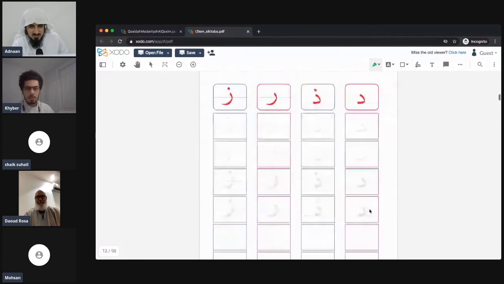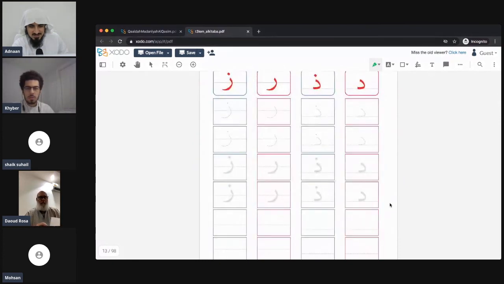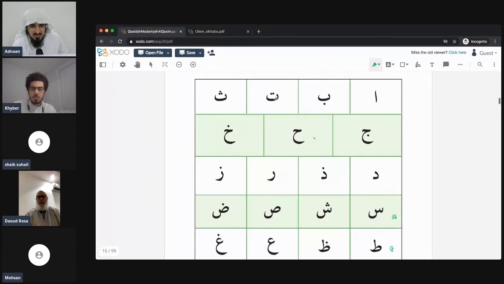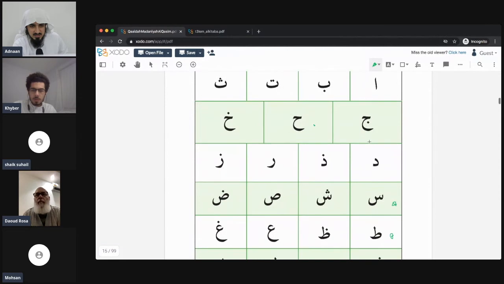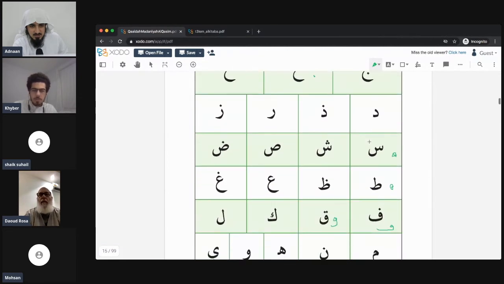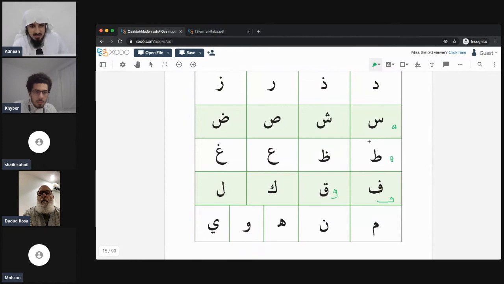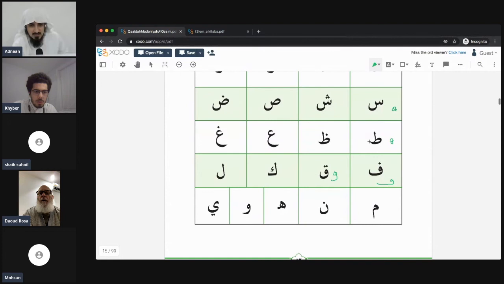You guys want to take another page, or is it enough for today since we're late? Let's go back to our alphabet and get all the brothers to read it quickly. So let me start off. Alif, Ba, Ta, Tha, Jeem, Ha, Kha, Dal, Dhal, Ra, Zai, Sin, Shin, Sad, Dad, Ta, Dha, Ain, Ghain, Fa, Qaf, Kaf, Lam, Mim, Nun, Ha, Waw, Ya.